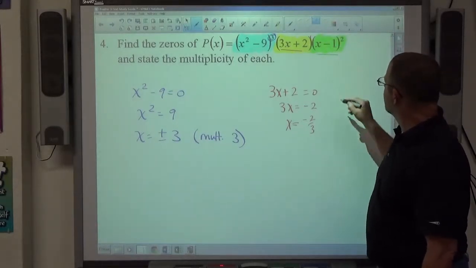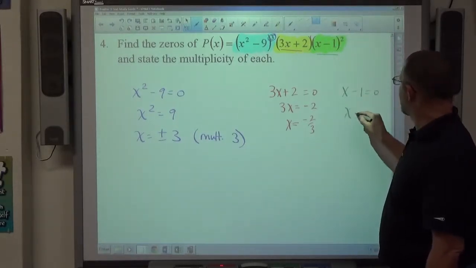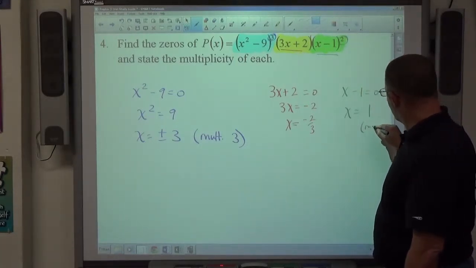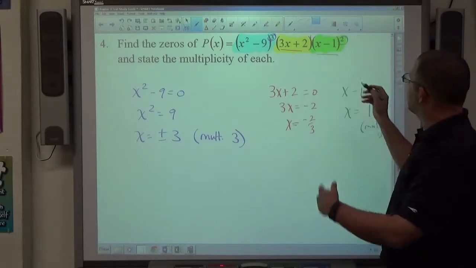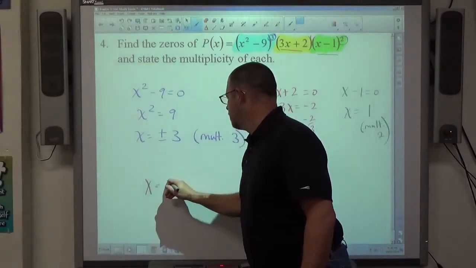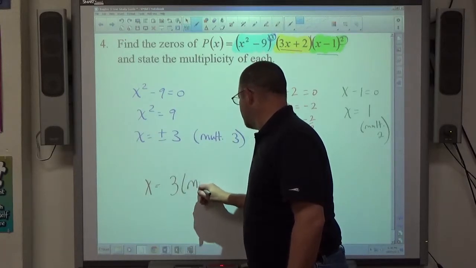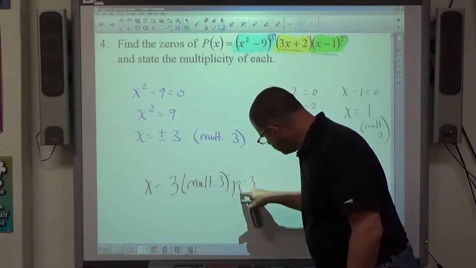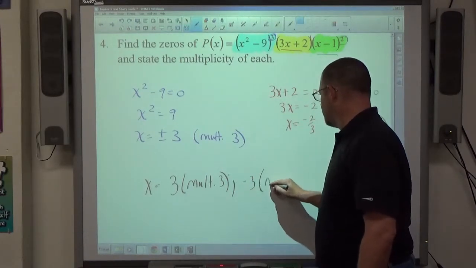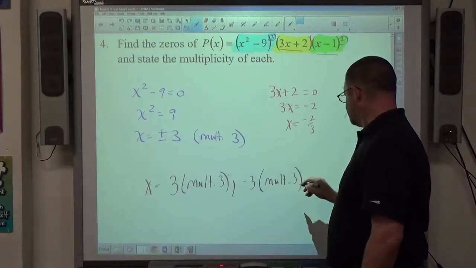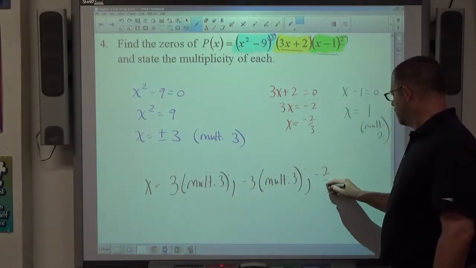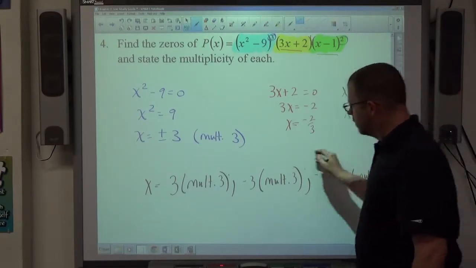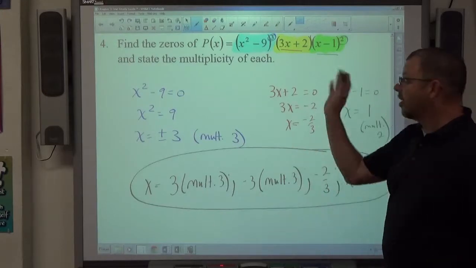The final factor, x minus 1, has to equal 0. That means x has to equal 1. This power has 2 on it, so that's going to be multiplicity 2. And that's just how you write the answer. So x equals 3 multiplicity 3, negative 3, oops, negative 3 multiplicity 3, negative 2/3, and 1 multiplicity 2. That is all it's asking for.